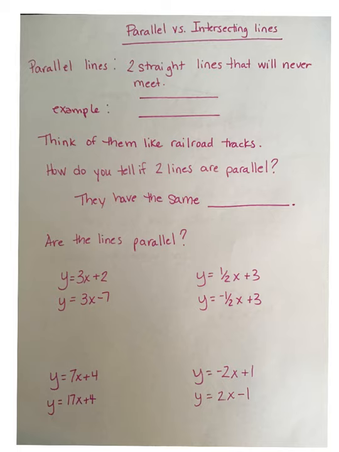Good morning. This is the lesson for Cinco de Mayo 5520 for algebra. We're going to talk about parallel lines versus intersecting lines. Parallel lines look like these two lines here. Think about railroad tracks, straight doors and windows, things like that. Those are all parallel lines.